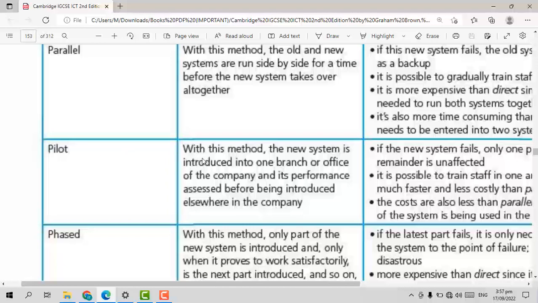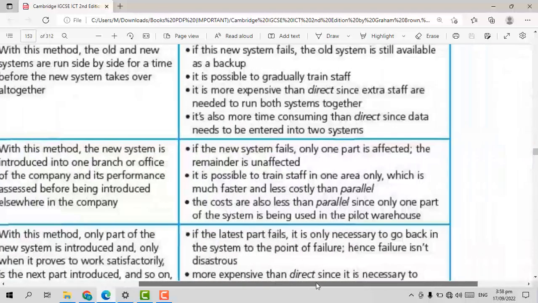With this method, the new system is introduced into one branch or office of the company and its performance assessed before being introduced elsewhere in the company. I've given examples of Zain or MTN or Sudani or Verizon or whatever companies that have more than one branch. In the pilot changeover implementation method, we're only going to implement the system in one branch and then we're going to assess it. Let's read about the advantages and disadvantages of this changeover method.